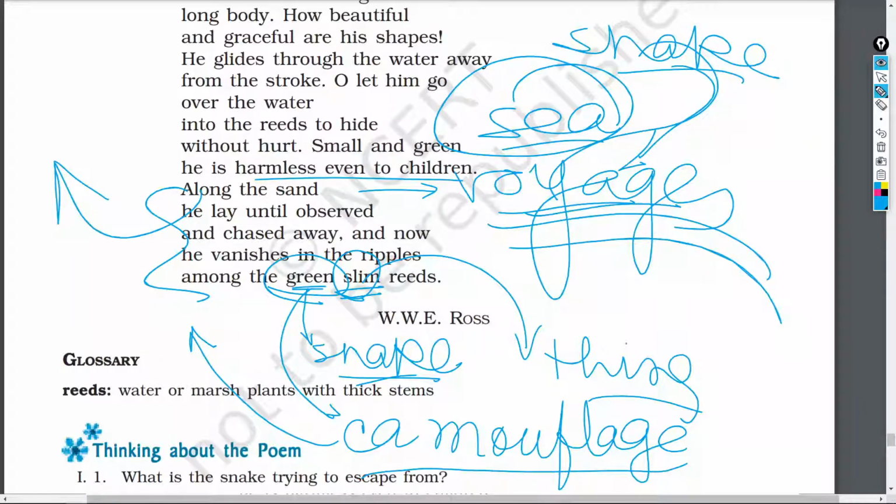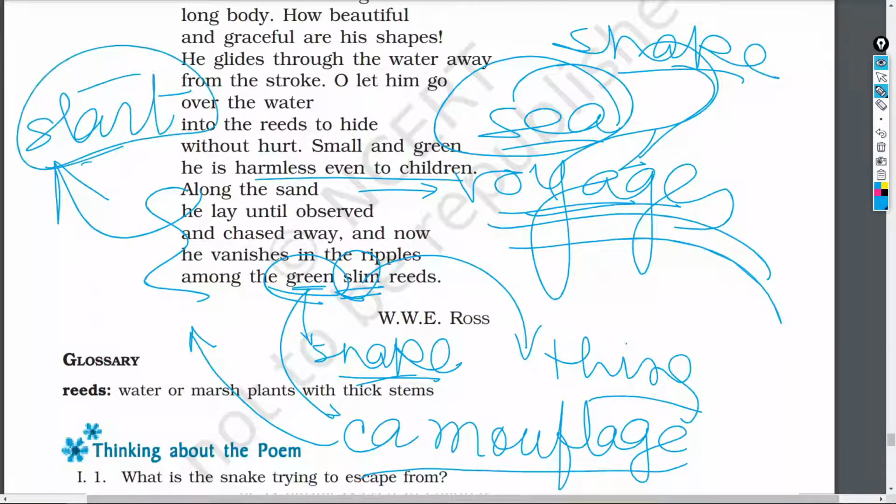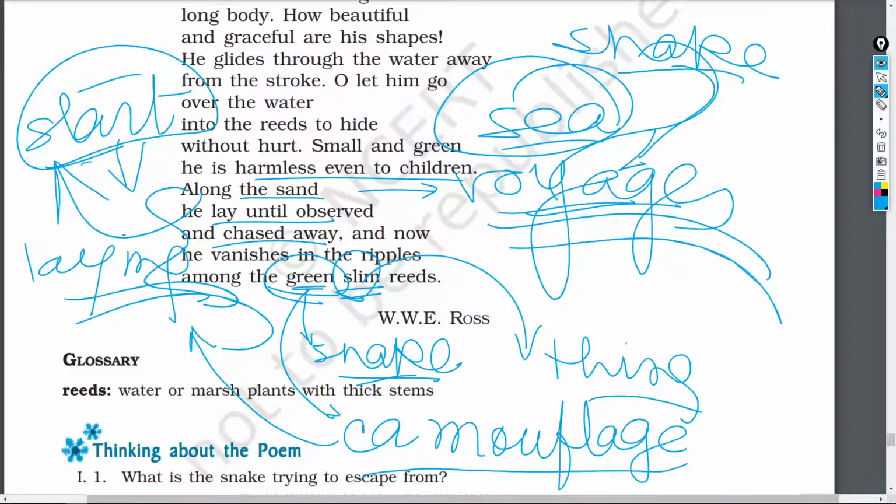ये लास्ट जो है ना, लास्ट मतलब क्या है? So this was the starting of the activity and the find. सो पहले मतलब क्या हुआ था? He was lying, means he was resting or sleeping. He was sleeping where? In the sand, just on the bank of the water body.